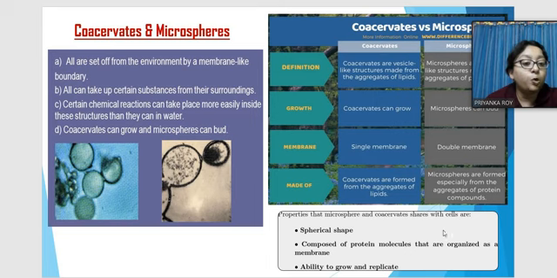So both the coacervates and microspheres are spherical in shape. They are composed of protein molecules inside, and they are organized as a membrane, and they are able to grow and replicate. So all these features make them very similar to cells, but still they are not considered true living cells, as they do not have any hereditary material to transmit from one generation to the other.